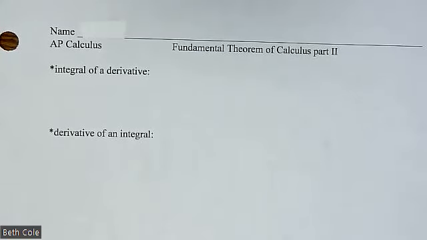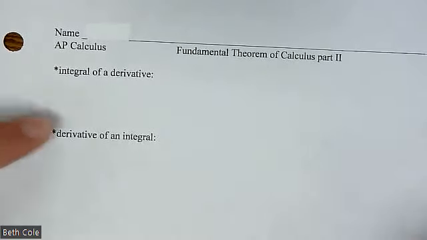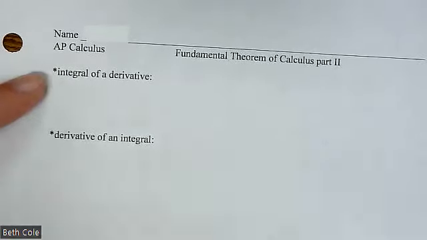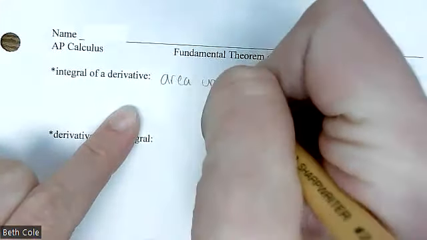So we'll start with a quick review question. I bring this up almost every class. Derivative means slope, that's a rate of change. Integral means area. Okay, so you've done the first part of this. There's two parts to the fundamental theorem. We've done the first part. An integral of a derivative, that is area under the curve.